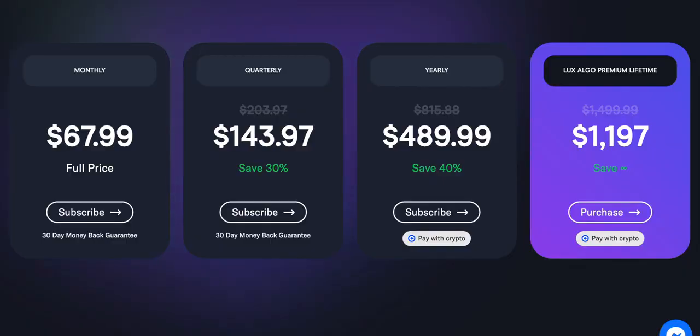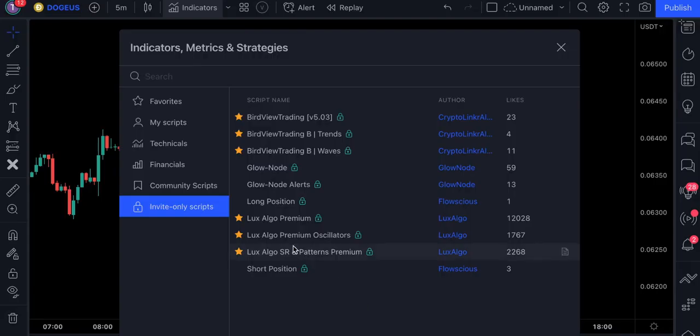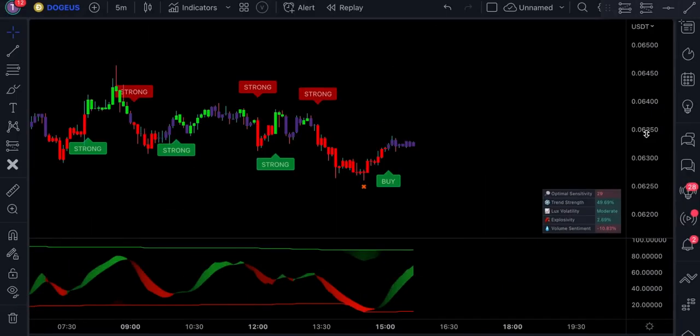There are multiple options in terms of subscription. I personally chose the monthly plan for $67.99, which is quite expensive in my opinion. The premium subscription includes these 3 indicators. For today's strategy I'm going to be using these 2, Lux Algo Premium and Lux Algo Premium oscillators. Okay, for my backtesting I'm going to be using the price of Dogecoin on a 5-minute time frame.